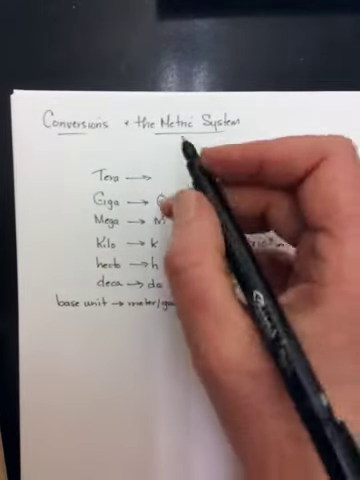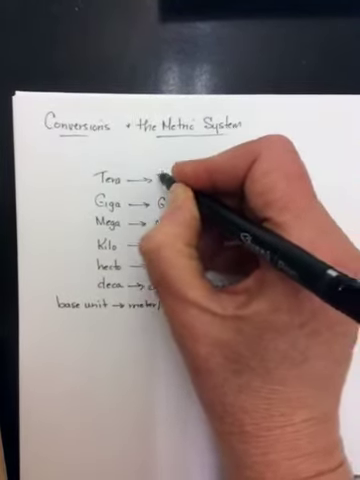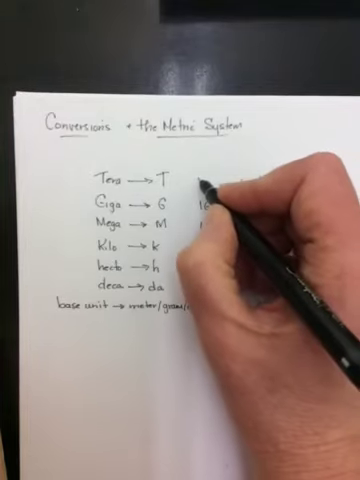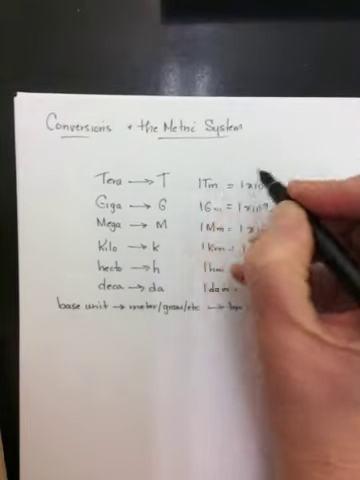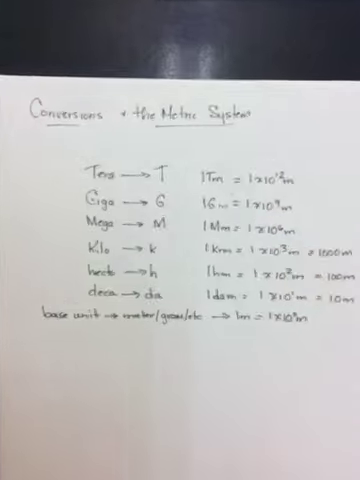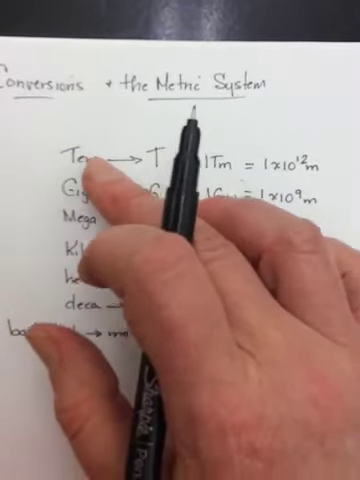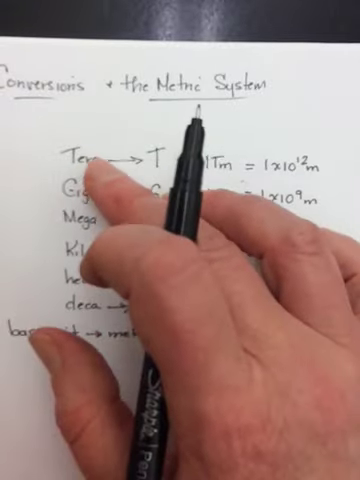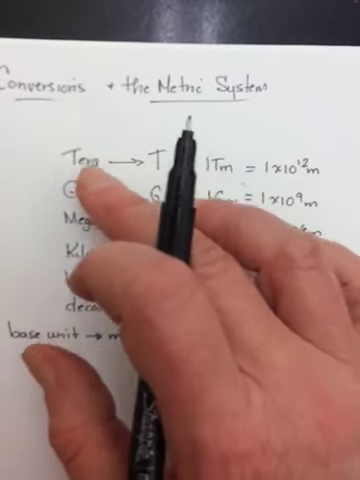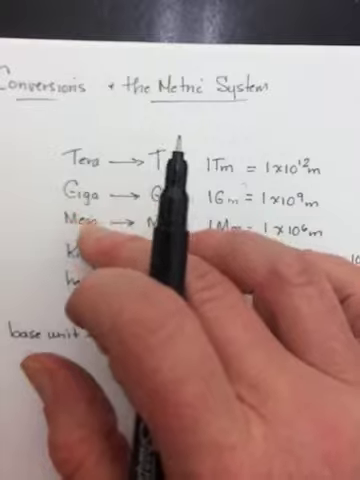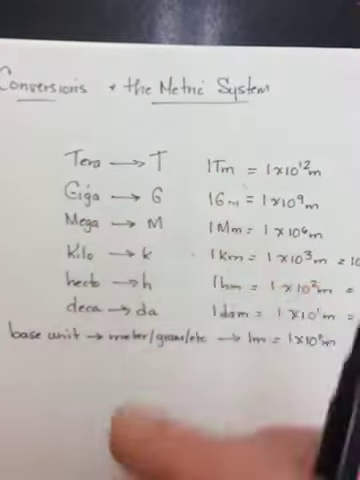We were just at tera when the bell rang, and tera is a capital T. And so 1 terameter would be equal to 1 times 10 to the 12th meters. You would hear of mega, giga, and tera in computers, like terabytes and terahertz are the new computers. Older ones would be giga and mega.